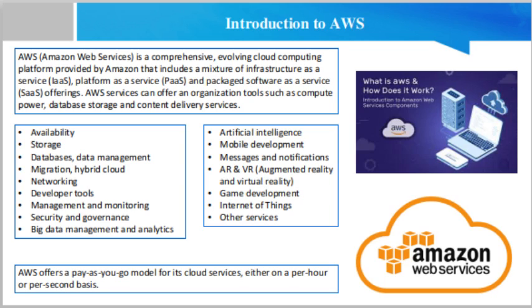AWS launched in 2006 from the internal infrastructure that Amazon.com built to handle its online retail operations. AWS was one of the first companies to introduce a pay-as-you-go cloud computing model that scales to provide users with compute, storage, or throughput as needed.